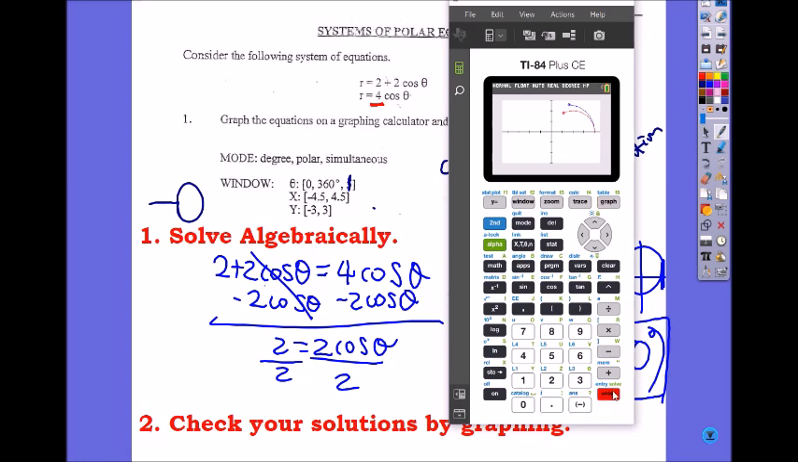That means they crashed. That's a solution. Do you see it? Keep going. Press enter. And it looks like, guys, look at this. They go over the same point, but did it crash? Did it occur at the same time? No, right? That's a common point, not a solution. They don't have the same r and theta.